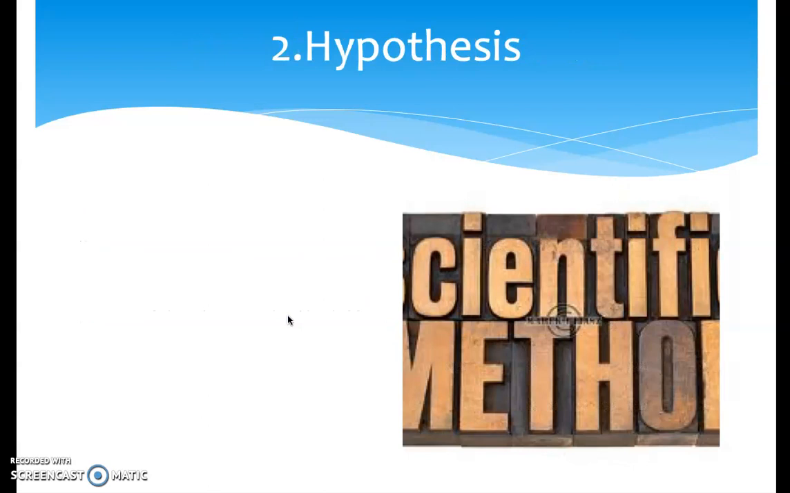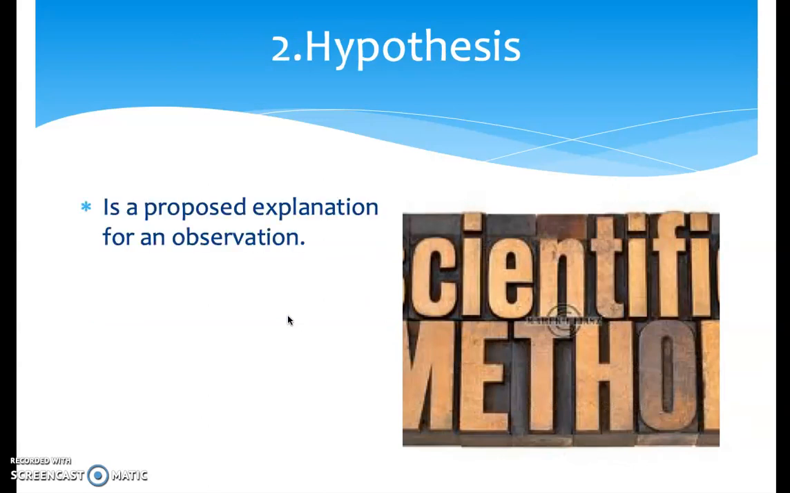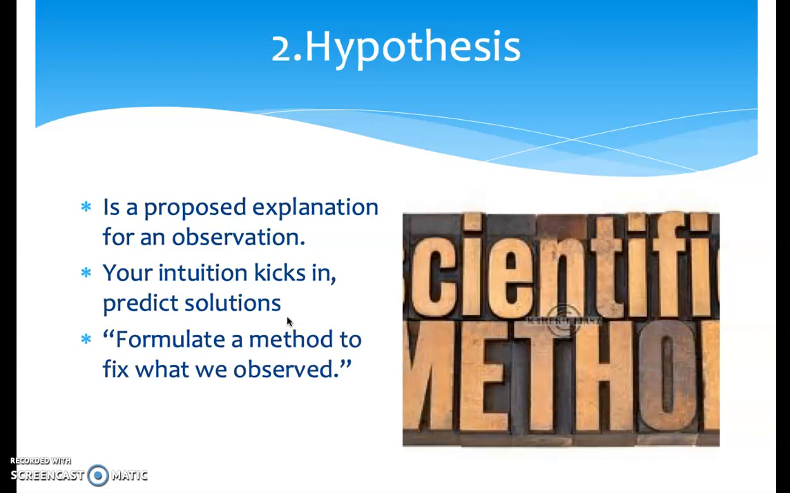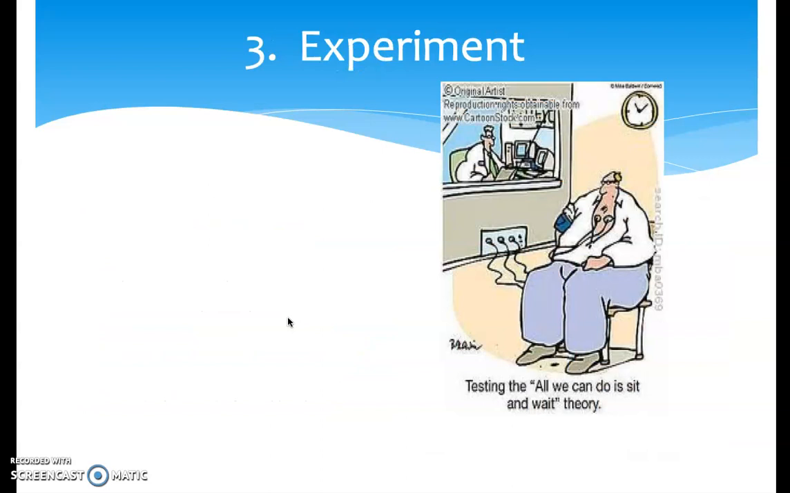The second step is the hypothesis step. It is a proposed explanation for an observation. This is where your intuition kicks in to help predict the solution to the problem. This is where you're going to formulate a method to fix what you have observed. So we're going to write a testable statement at this point. The hypothesis is going to include a testable statement that later on you're going to perform in the next step, which is step 3, the experiment.